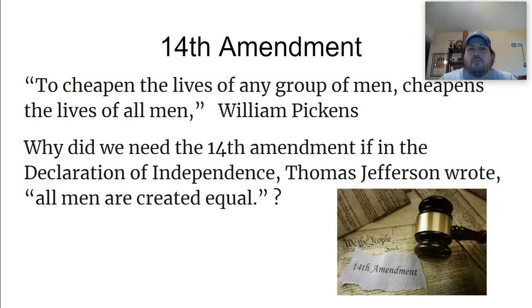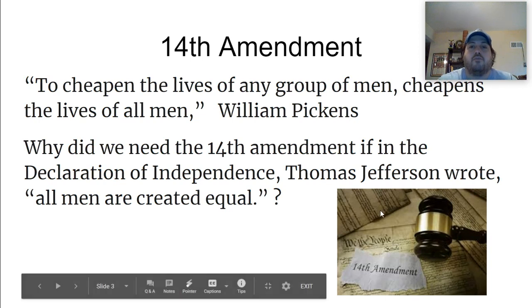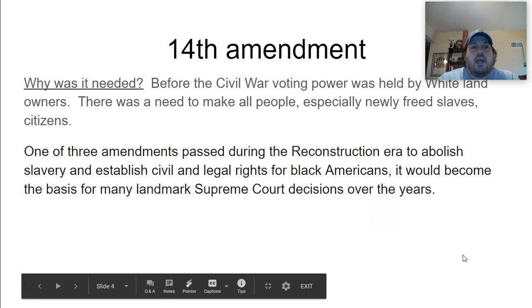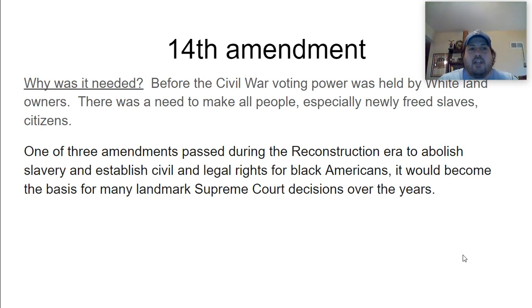So the 14th Amendment comes along, and the 14th Amendment basically grants citizenship to anyone born on U.S. soil. And this includes all the newly freed slaves, because the 14th Amendment's right after the Civil War. So, before the Civil War, that voting power, like I said, it's held by white landowners. So there's a need to replace this. There's a couple amendments passed during Reconstruction, but the 14th, that's the big one, granting citizenship.